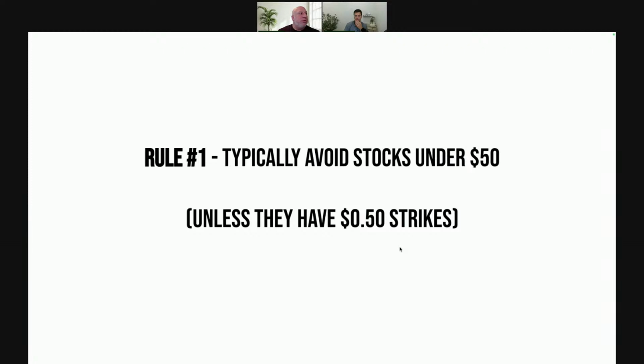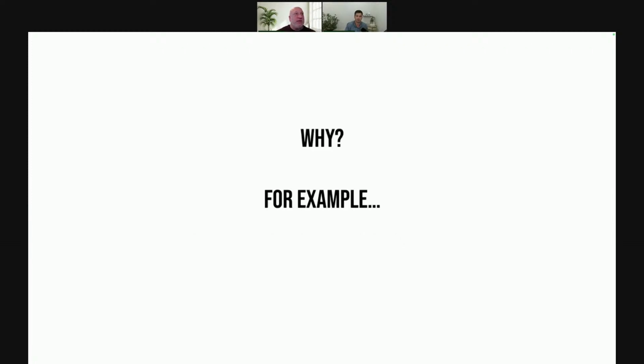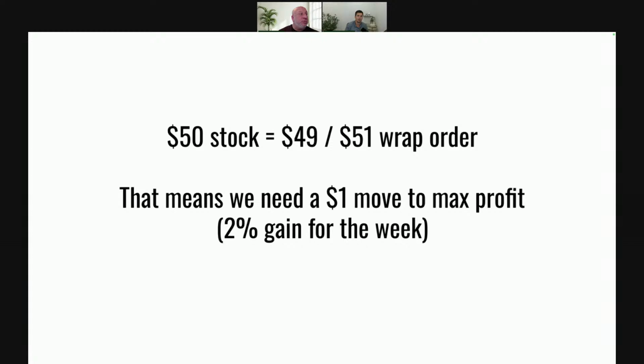Yep. So a couple of rules before we wrap up here, no pun intended, and I know I'm over on time. But rule number one is I typically avoid stocks under $50, unless they have 50-cent strikes. But let's say they have $1 strikes and the stock's under $50. Well, why is that? For a $50 stock, if I do that wrap order, 49 and 51, I need a $1 move on the stock to hit that max profit. That's a 2% gain for the week, which is definitely plausible for a stock. It's not out of the picture.